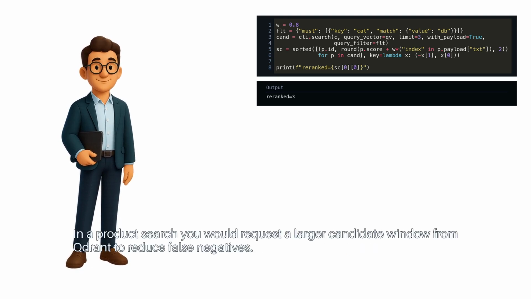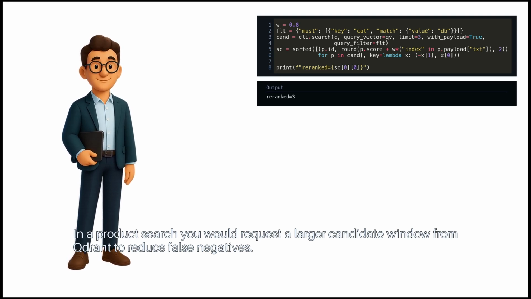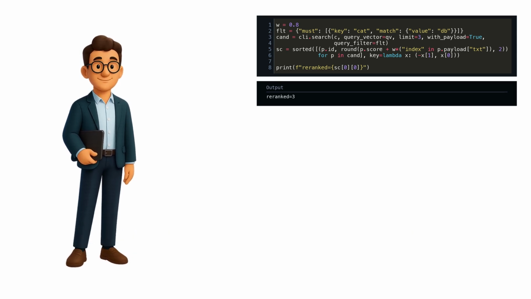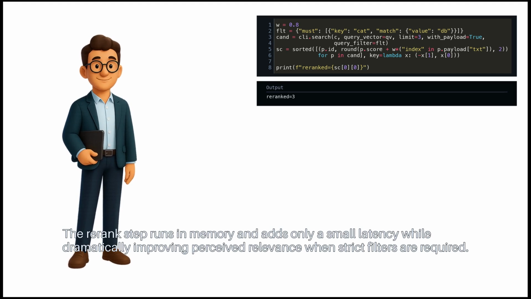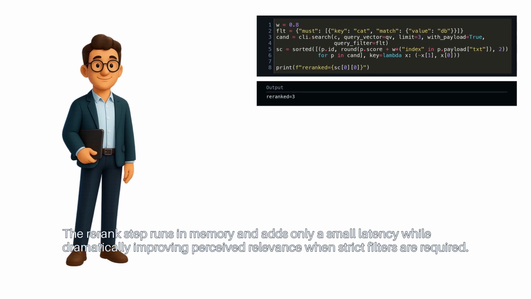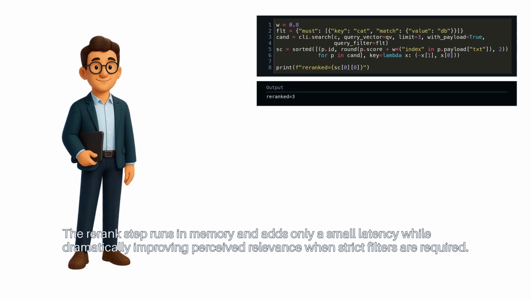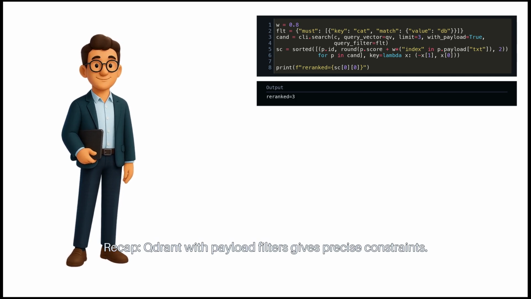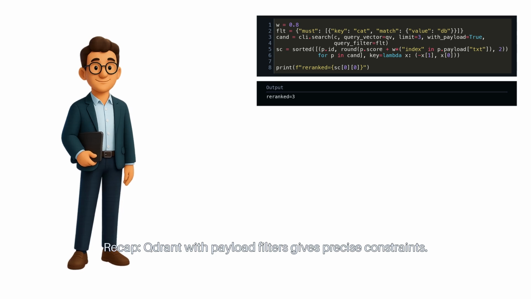In a product search, you would request a larger candidate window from Qdrant to reduce false negatives. The keyword match could be a fast inverted index or a compact bag of words on the payload. The re-rank step runs in memory and adds only a small latency while dramatically improving perceived relevance when strict filters are required. Recap: Qdrant with payload filters gives precise constraints.